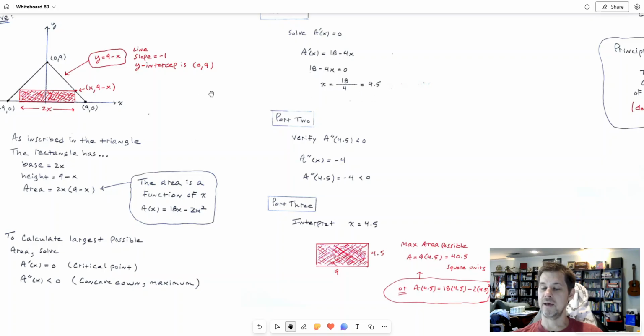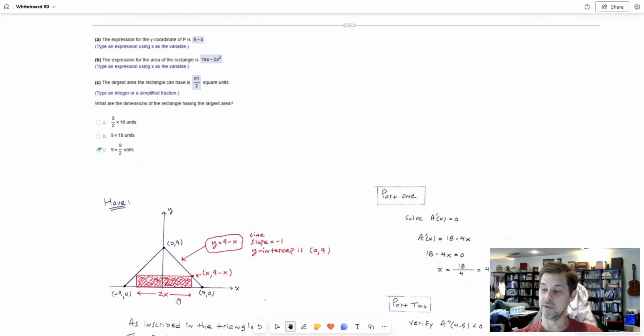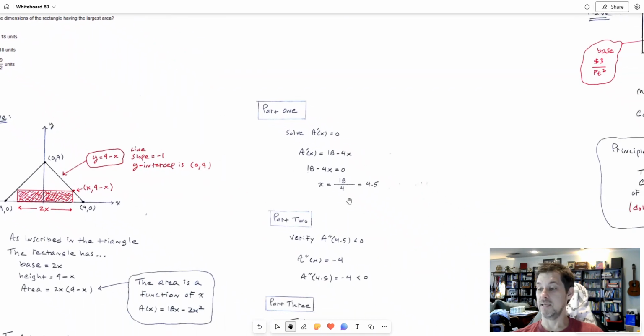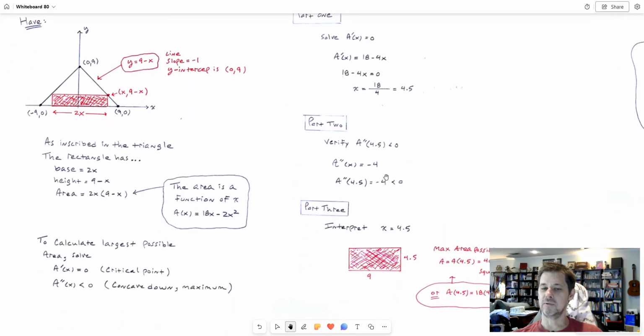Okay? Now that might not be the final answer, depending on what about that rectangle they want to know, but it's a big key to the answer, and it may be the answer. We'll talk about it more in a minute. So that's the critical point, all right? Now, to verify that that actually is a maximum, because just because the derivative is 0 doesn't mean what you found is actually a maximum.